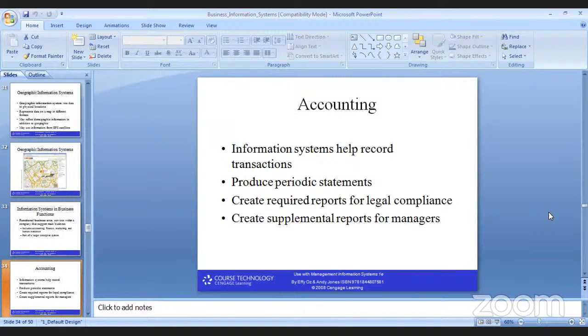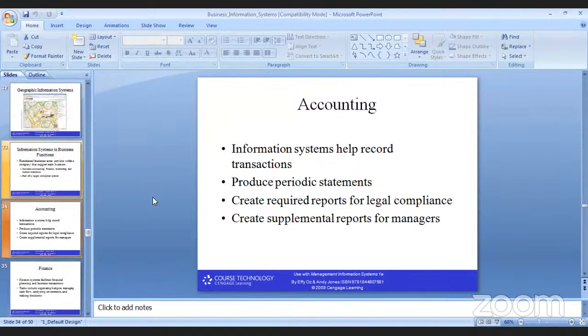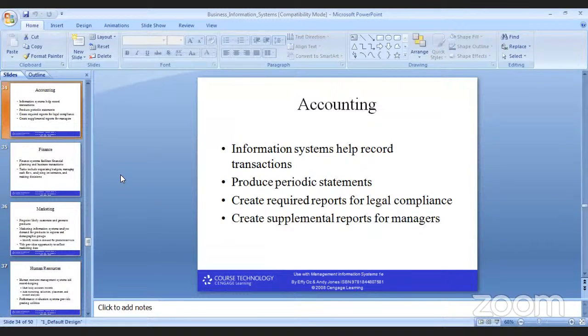Then it creates the required reports for legal compliance. If you have anything not done, it is already credited, debited. Then it will create supplement reports for the manager. If the manager wants to know how many customers have how much savings balance in their account, or specifically who are the customers who did so much withdrawal in the last month, or who are the customers who deposited maximum money in the last month or last quarter, 15 days or 1 week, it can be used by the managers.